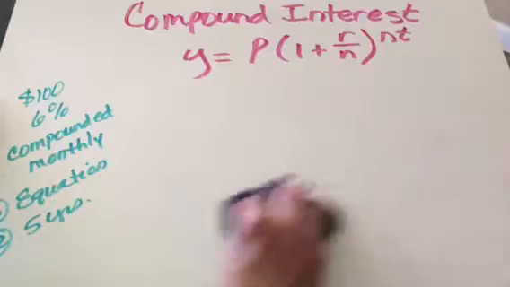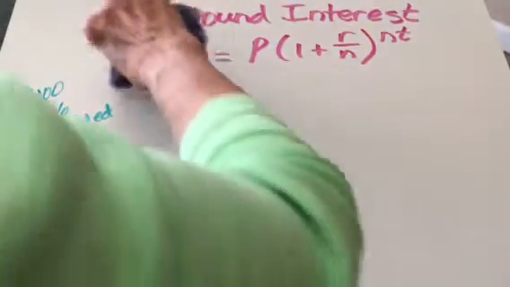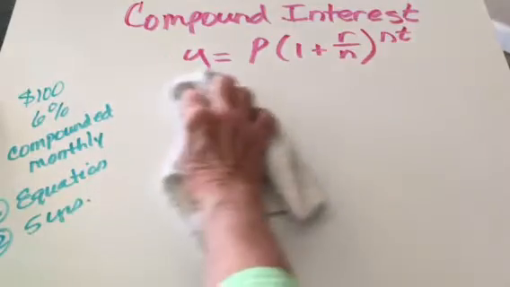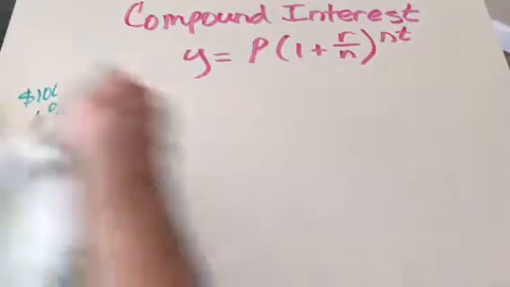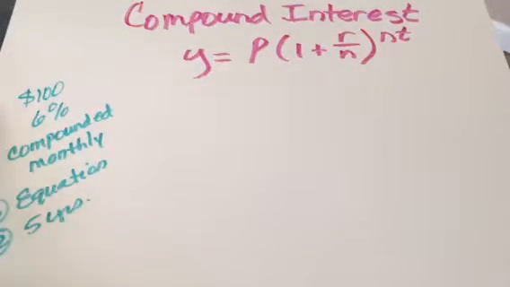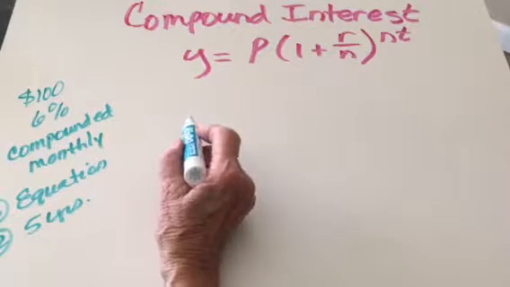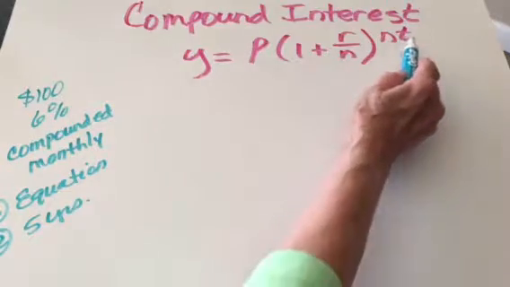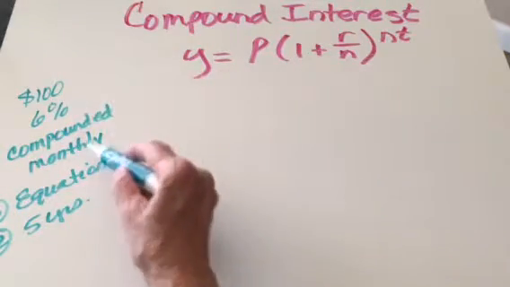It says we go to the bank and we deposit $100. And we're going to be getting 6% interest on that money. And it's going to be compounded monthly. The first thing they want us to do is write an equation that we could use to solve for any number of years that we put that money in.